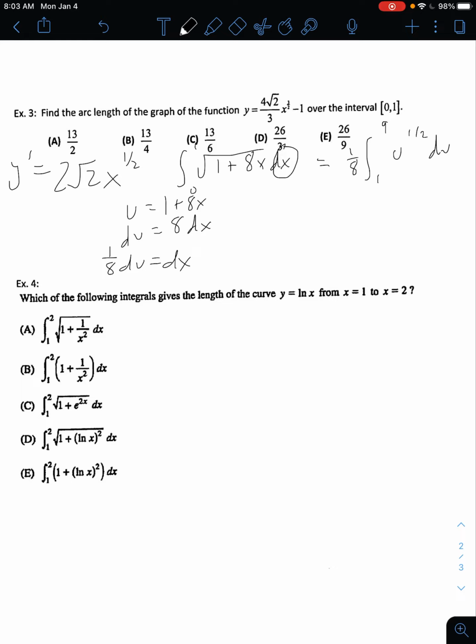And now we actually do this. So we're going to have 1/8. Remember, we bumped that up to 3/2 and divide by it, so we would have 2/3 u to the 3/2 from 1 to 9. We still have a little bit of work to do. We have to figure out what 9 to the 3/2 is. So I'm going to pull out that 2/3 and make that 2/24 or 1/12. When you have that constant multiple, I like to pull it out. So then you're going to have 9 to the 3/2 minus 1.